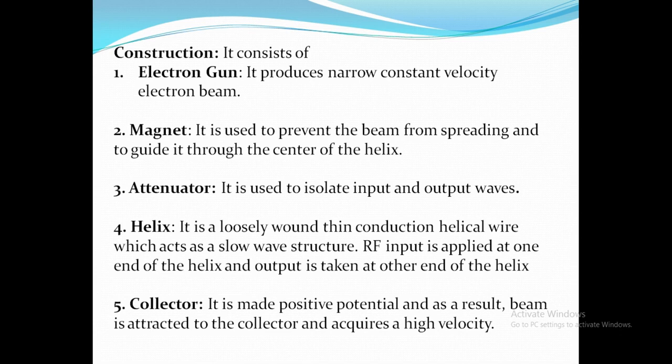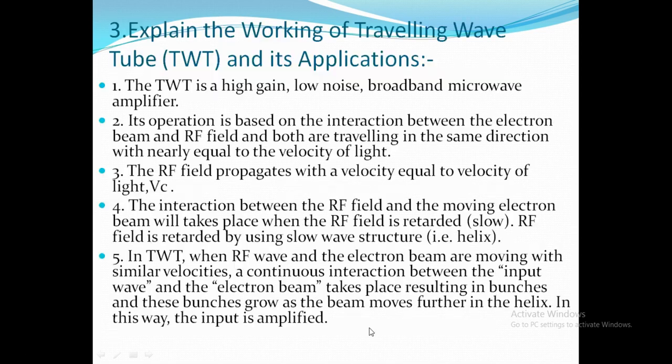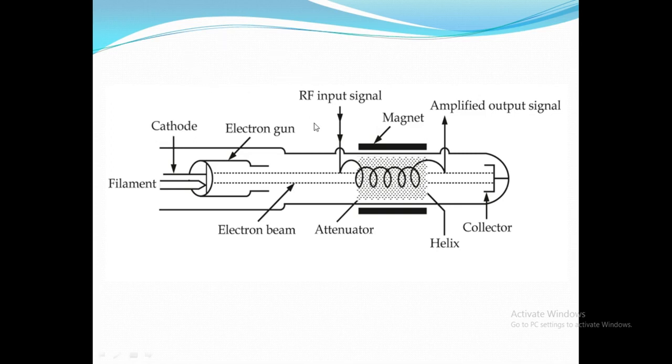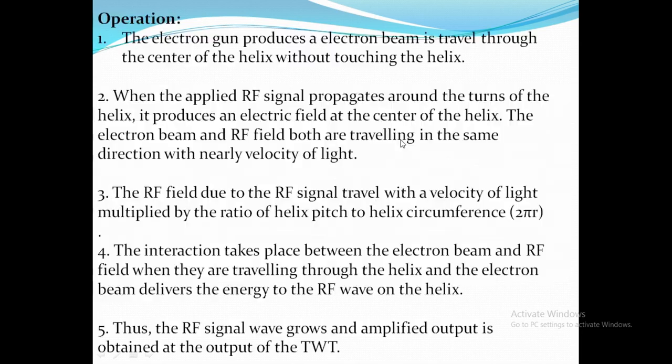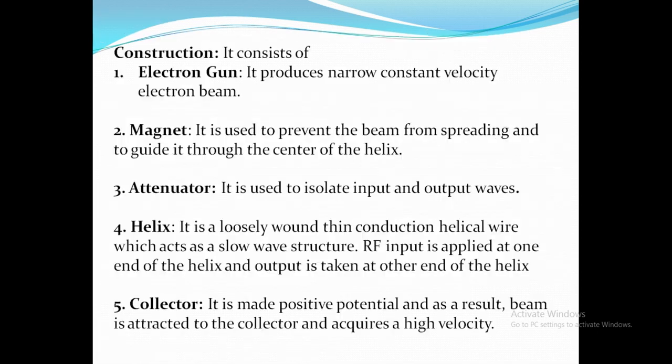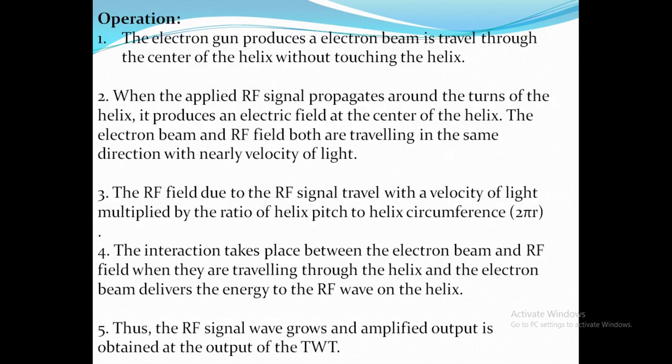The helix is a loosely wound thin conducting helical wire which acts as a slow wave structure. The RF input signal is applied at one end of the helix and the amplified output is taken from the other end. The collector is made positive in potential, and as a result the beam is attracted to the collector and acquires a high velocity. Now the operation.